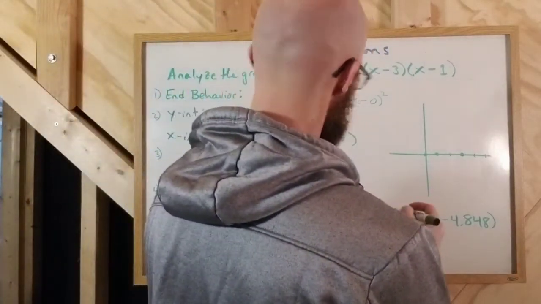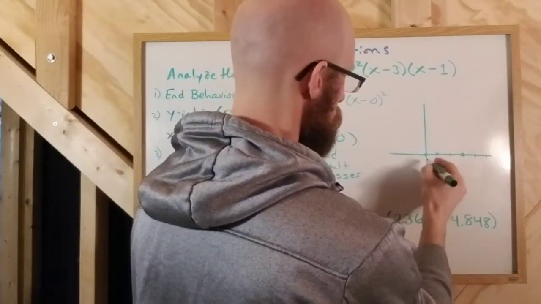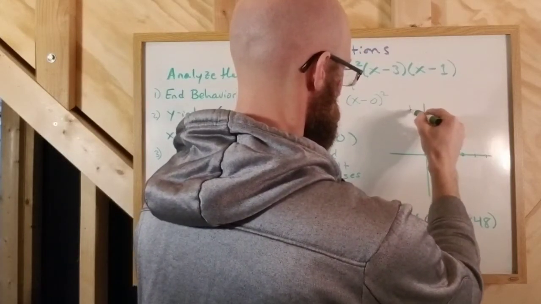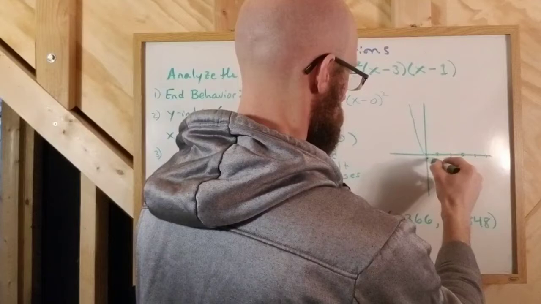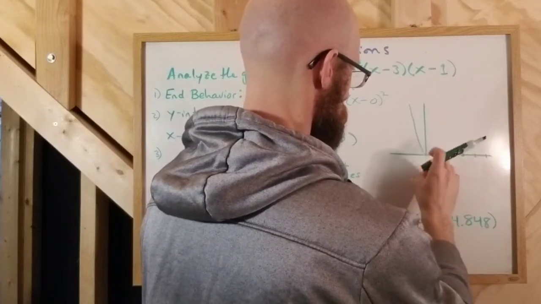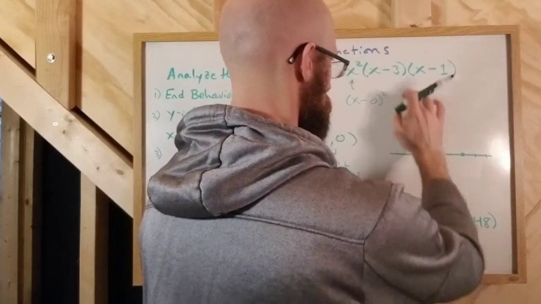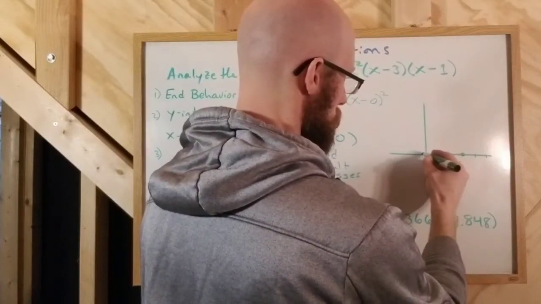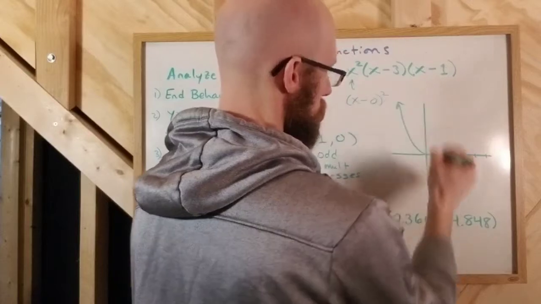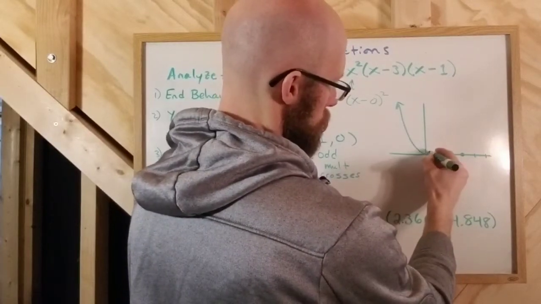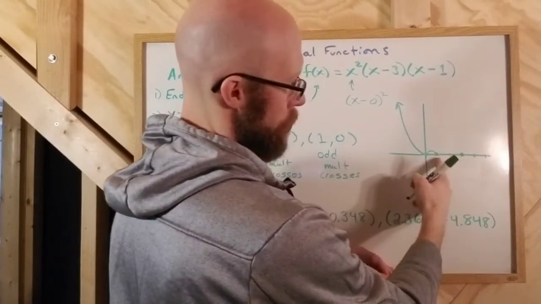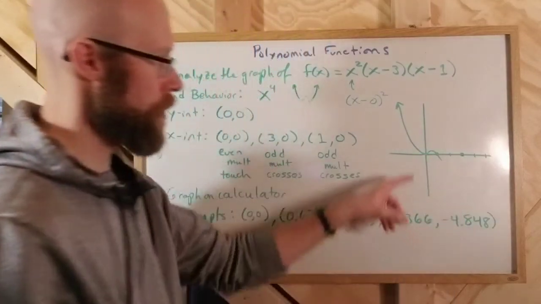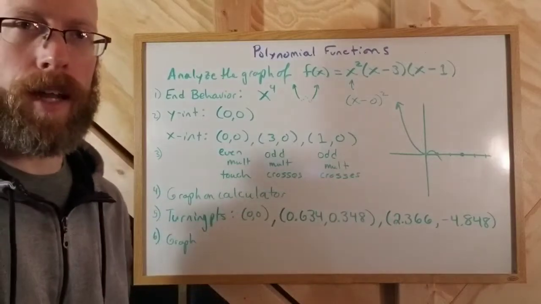My graph is going to come down from the left. Oh, it doesn't go through though. I made that wrong. Okay, so it's got to come down from the left. It's got to touch at the origin. Then it comes up slightly and then goes back down through the point 1. And then it comes down. Now I've got to figure out how high to make that and how low to make that.